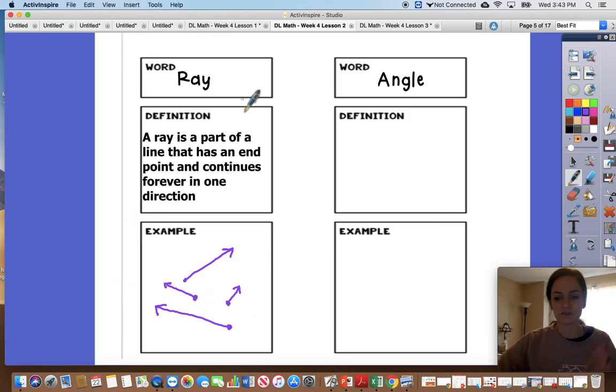If you need to pause the video at any of these points, that's a really great idea. Pause it, copy what I've written in my box, and then push play when you're ready to go to the next vocabulary word. Okay, all right, let's do angle.